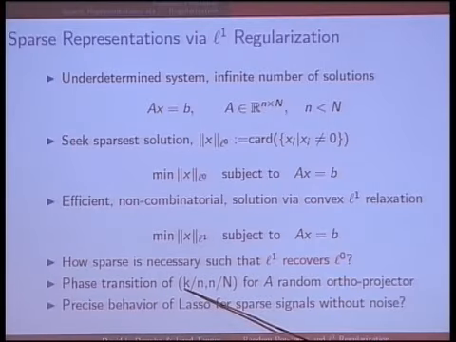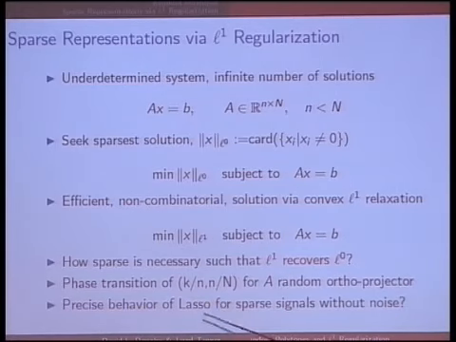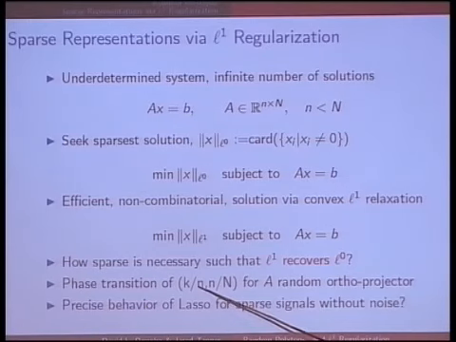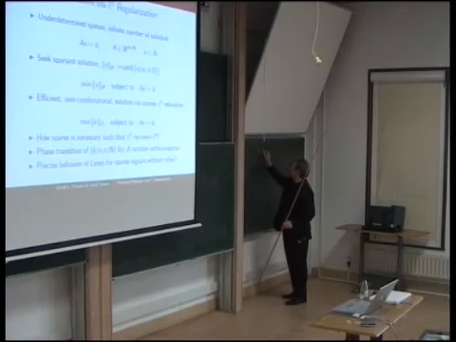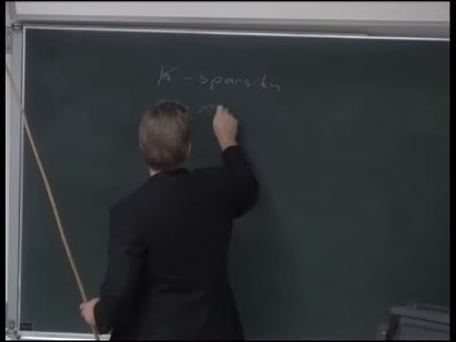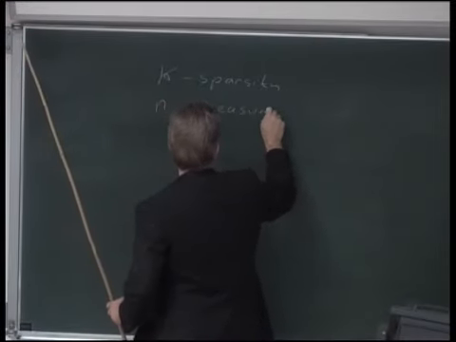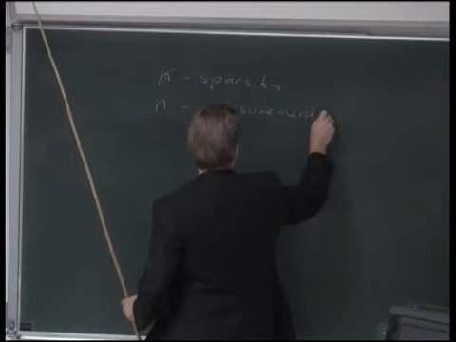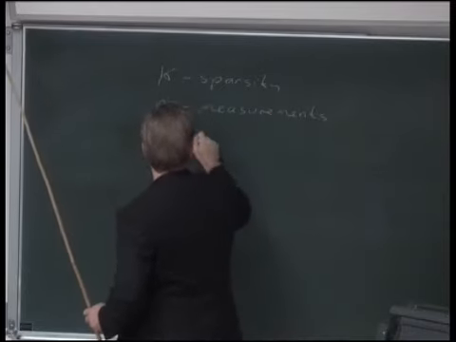It's going to be a unit rectangle where we're looking at sparsity. K is going to be sparsity throughout my talk. Little n is going to be the number of measurements, and capital N is going to be the signal length. Maybe it's useful to write that up. So we have K for the sparsity, little n for the measurements, and capital N for the signal length.